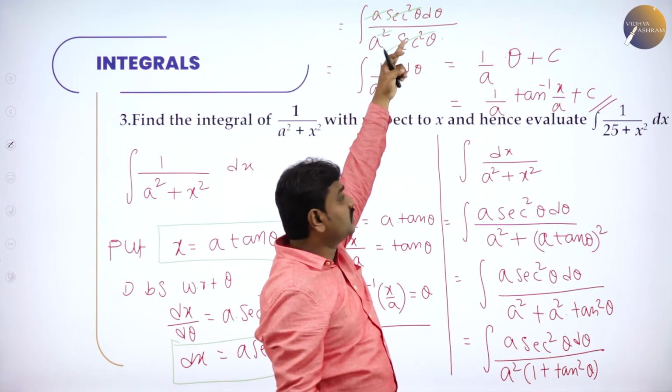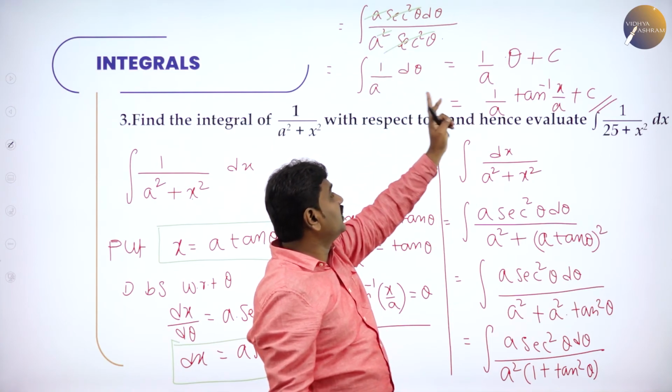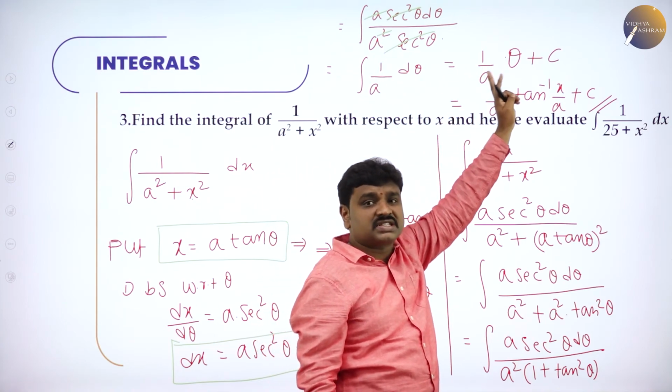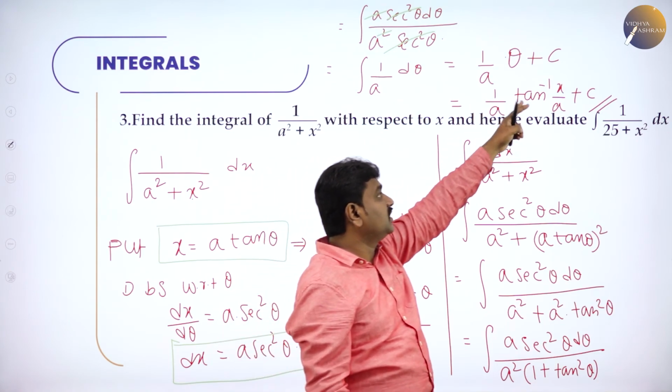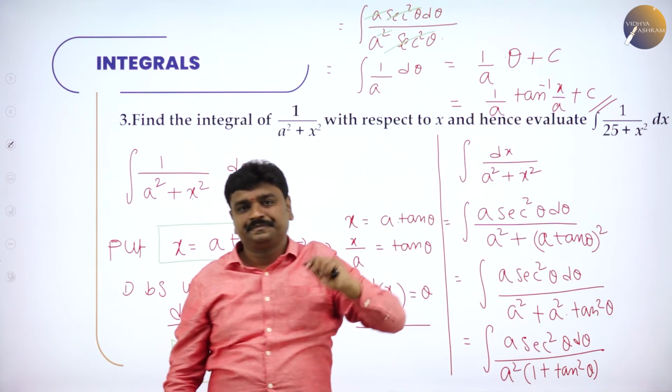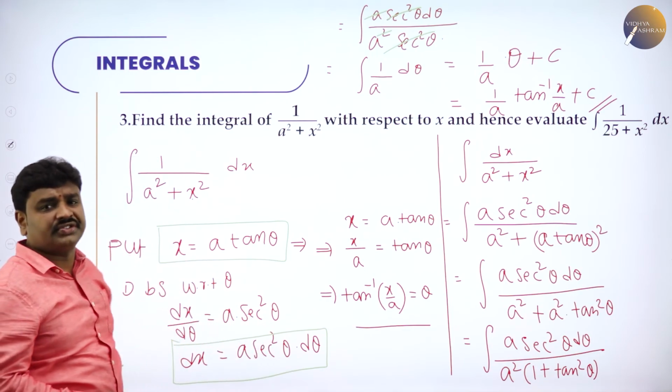Numerator was already secant square theta. Cancel that. We'll get 1 by a d theta. Integration of 1 by a d theta is 1 by a theta plus c. In the place of theta, put the value of theta. Theta is tan inverse x by a plus c. That's it. I hope all of you understood this.